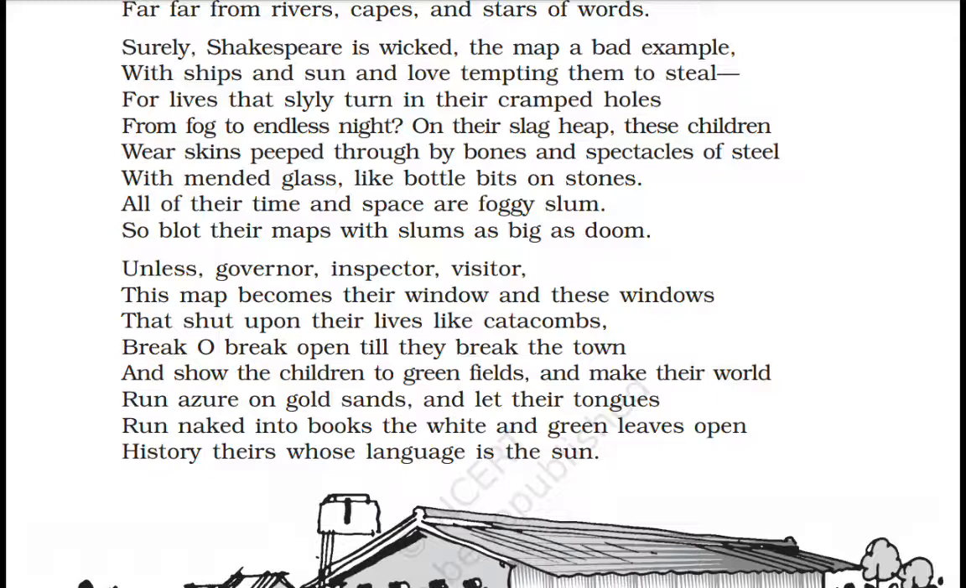These children should also be allowed to run on those deep blue beaches where the waves rise on the golden sands of the beaches. Azure means blue. Azure refers to the color deep blue. So for these children, this beautiful world should be opened, and they should also be allowed to run in that beautiful nature.